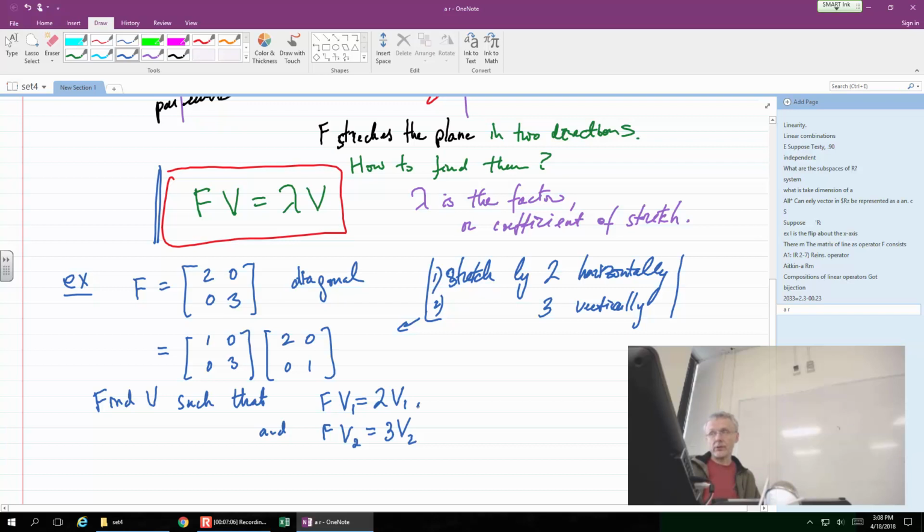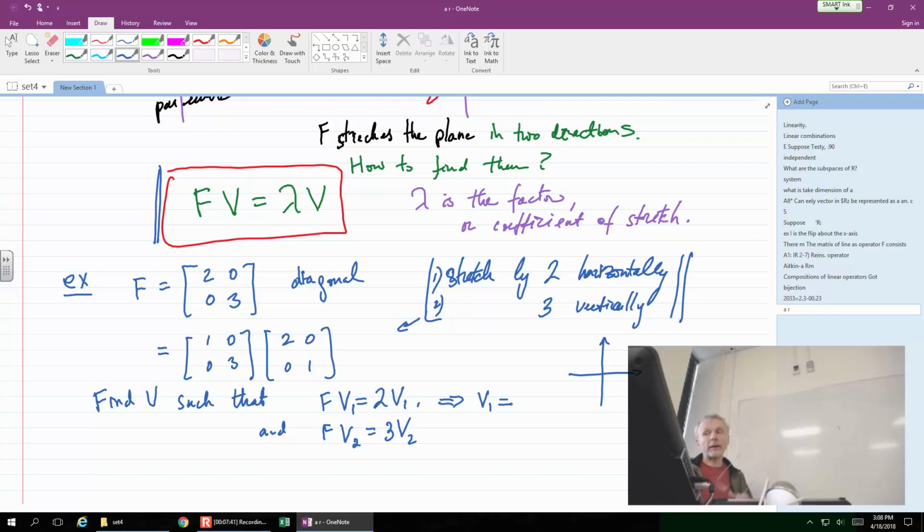We know the factors are 2 and 3, so let's find the vectors. From the picture, it should be very predictable, right? So the description here is self-explanatory. Stretched by 2 horizontally. What is that vector? Stretch horizontally by a factor of 2. Give me an example of a vector that doubles. That's what we're saying here.